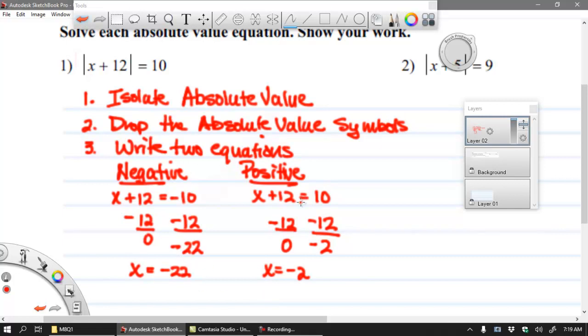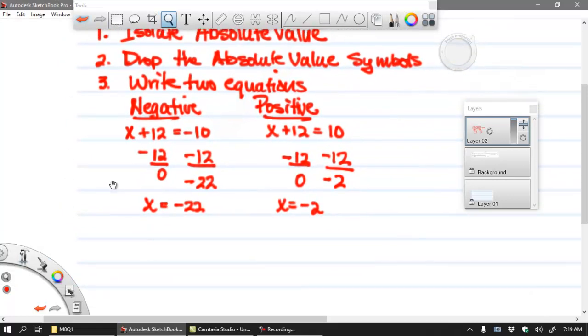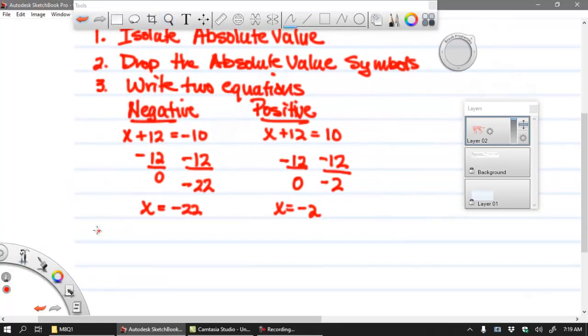And you can see that neither one of them is positive, but this is the negative part of the absolute value because that number on the right-hand side is negative. This one's positive. Okay, so now the next step is to check them. And you really should do this. It's a must-do. If you don't want to, that's up to you, but when you miss them on your quizzes and assessments, it's going to be kind of sad.